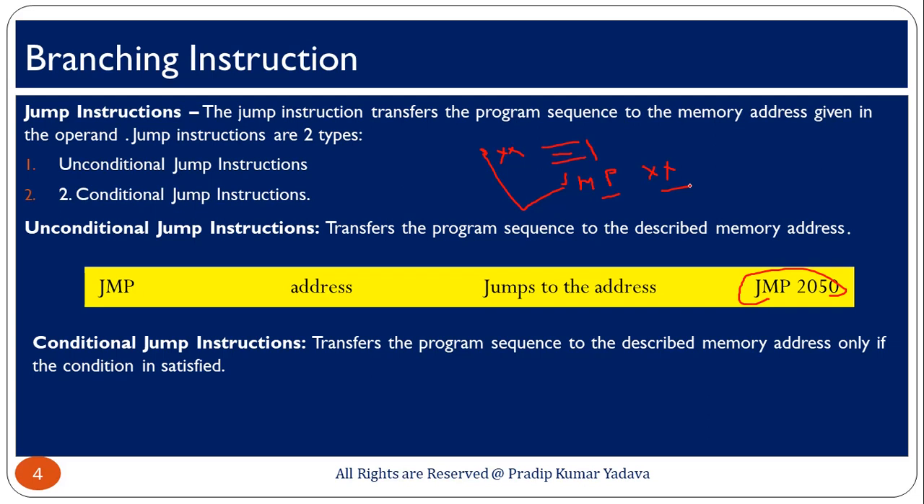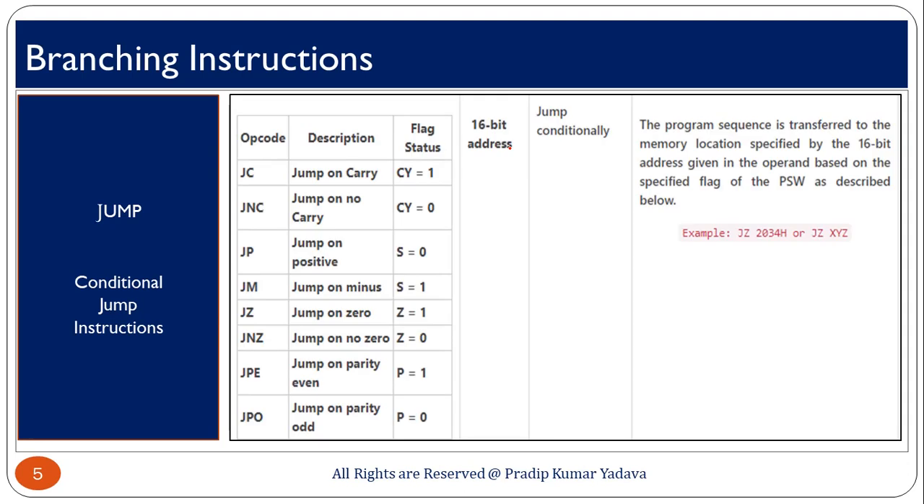But in the conditional case, the program sequence is transferred to the described memory address only if the condition is satisfied. Here we are not mentioning any condition, which is why the program counter will jump to this location. But with a conditional jump instruction, you first have to check the condition. If the condition is satisfied, it will jump to the given memory address. Now this is the jump instruction and the conditional jump instruction.